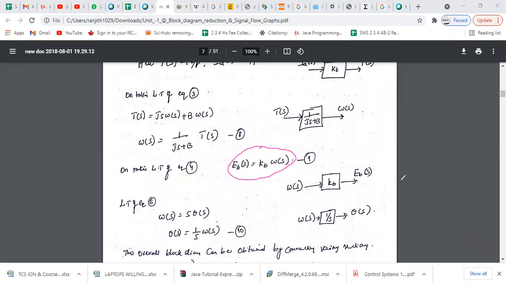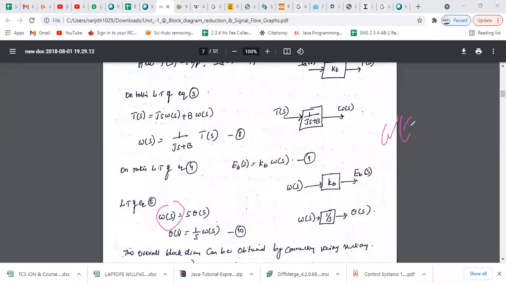What is that equation? Eb of s equal to Kb into omega of s. In this, what is the input and what is the output? Omega of s, angular velocity, is the input. What is the output? Eb of s.